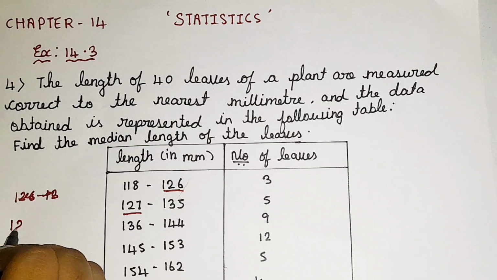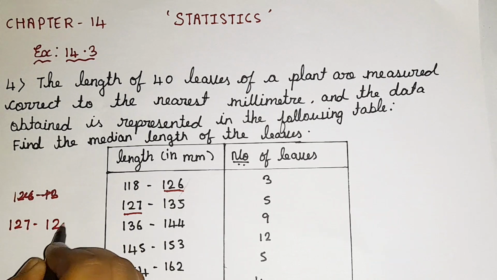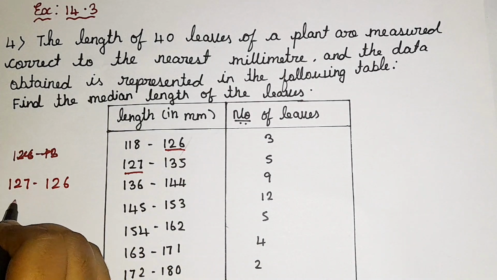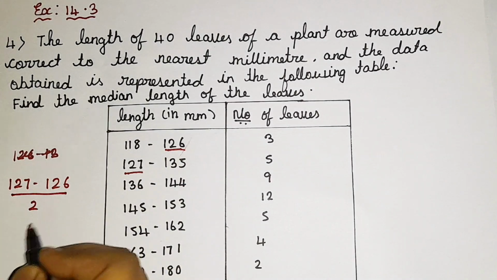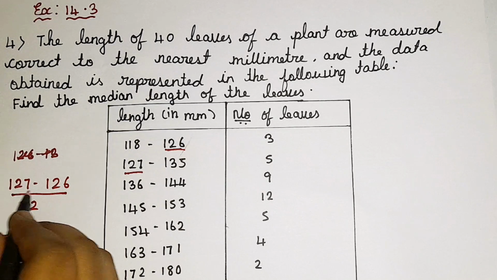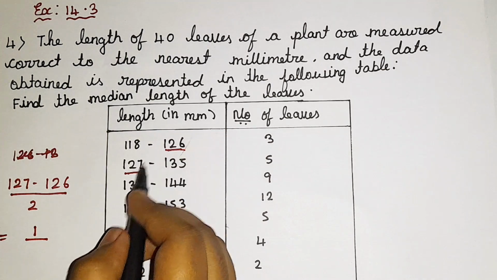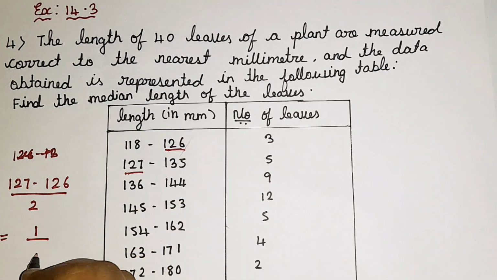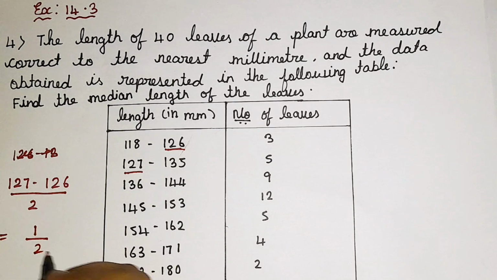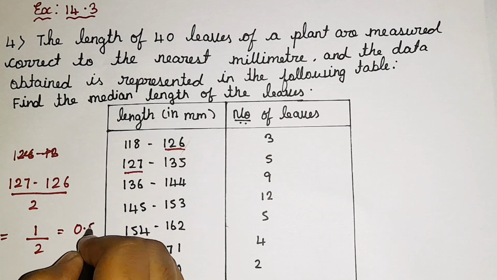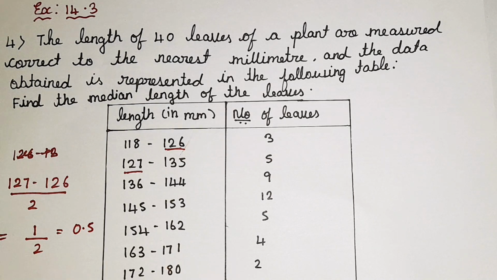If I write 127 minus 126, so how to find the gap between these numbers? Just subtract it. And then you are supposed to divide it by 2. So 127 minus 126 is 1. What is the meaning of 1? 1 means the gap between these two numbers is 1. And then divided by 2. So 1 divided by 2 is 0.5.